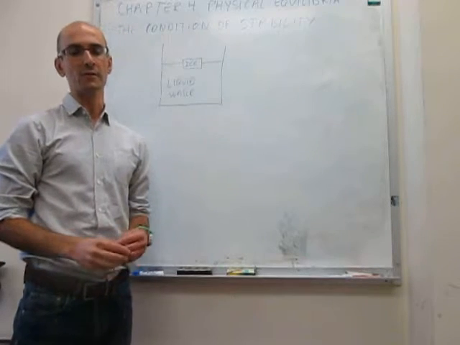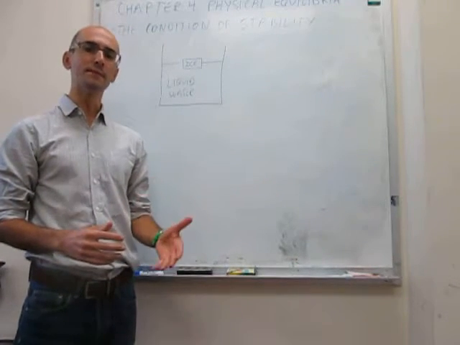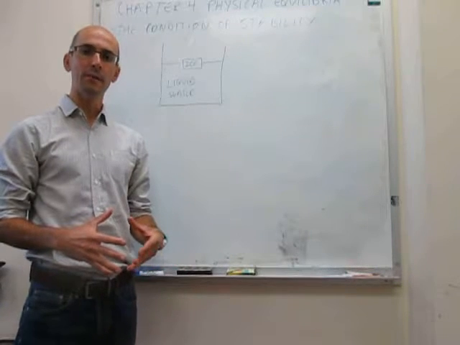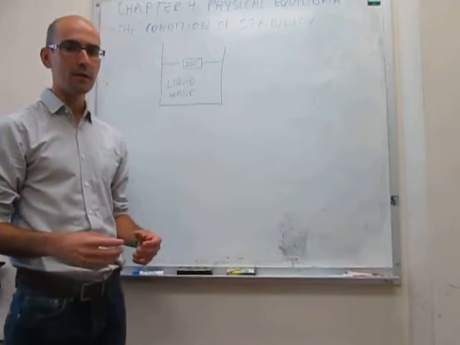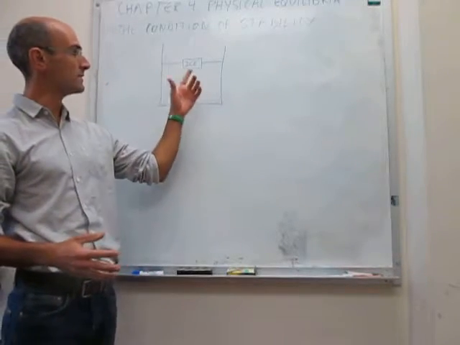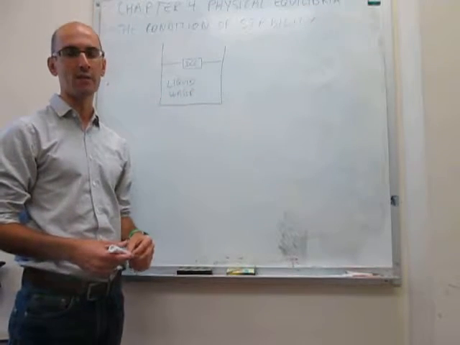The first topic that we're going to study is the condition of stability, and this is going to be a fairly simple concept, but it's one that has profound importance in the rest of the chapter. The question that we're going to be asking here is as follows. Imagine that we have a piece of ice floating on top of a glass of water.